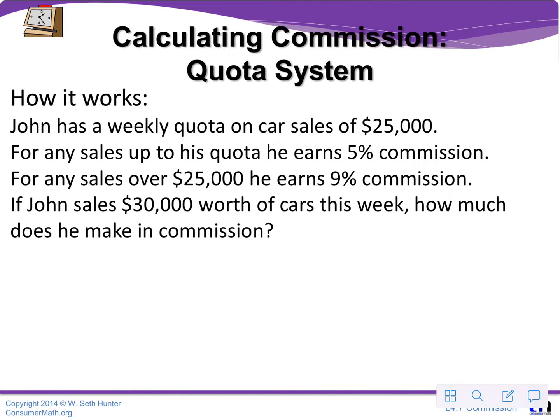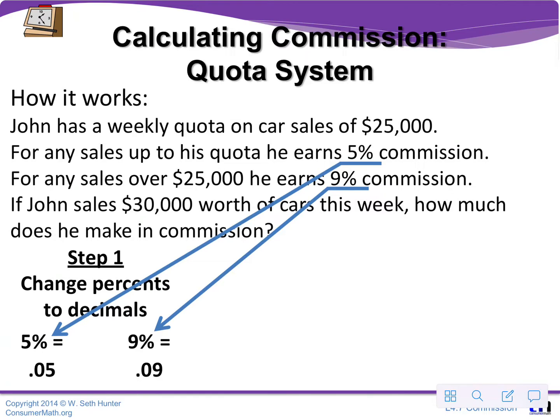How it works: John has a weekly quota on car sales of $25,000. For any sales up to his quota, he earns 5% commission. For any sales over $25,000, he earns 9% commission. If John sells $30,000 worth of cars this week, how much does he make in commission?